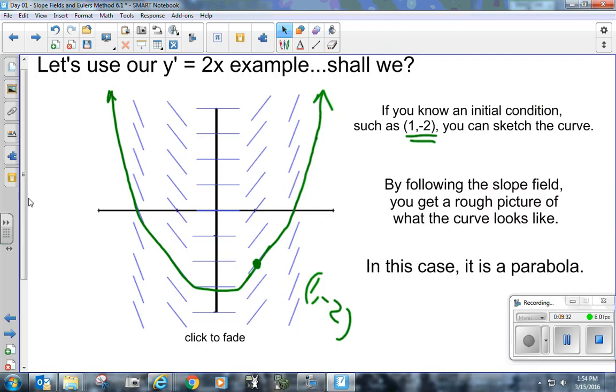Well, because it's not curved. I really exaggerated it, just so you can see it. Okay? In this case, it's a parabola.